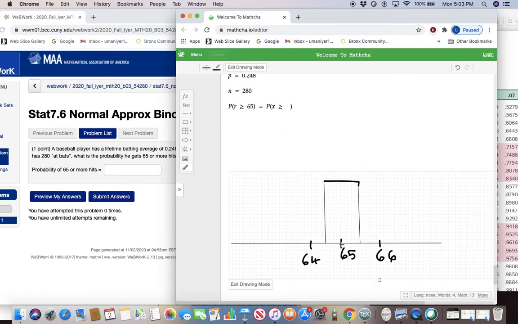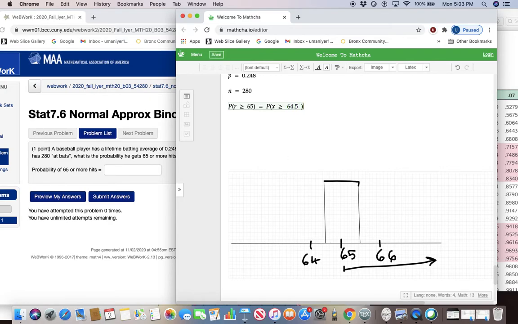So I want to go from 65 onwards to the right. When I do this, I'm dragging the entire rectangle to the right. In other words, I'm dragging this point to the right for my X. So that point is 64.5.